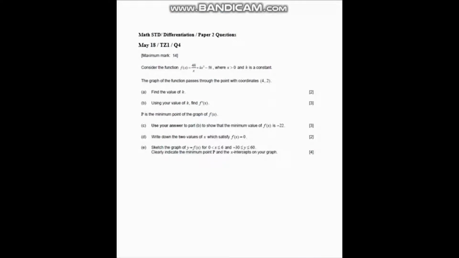Next, I'm told that P is the minimum point of the graph of f(x). Use your answer to part B to show that the minimum value of f(x) is -22. So the minimum point exists where f'(x) equals 0, so I have to set f'(x) to 0 and find the value of x, and then use this value of x to find the value of f(x) by plugging the x value into the original equation, and the answer should be -22.